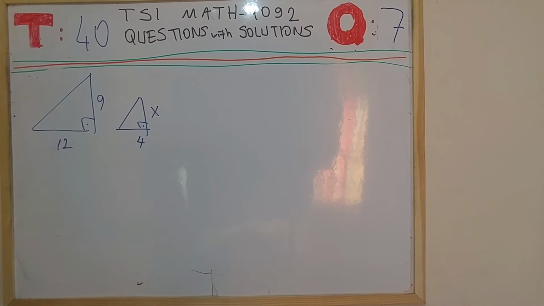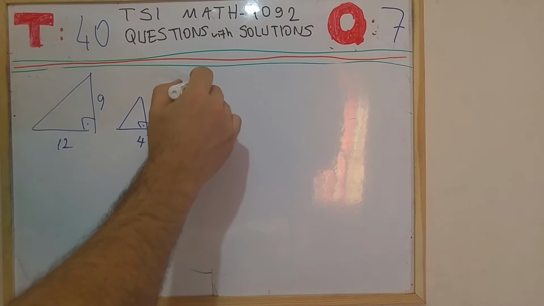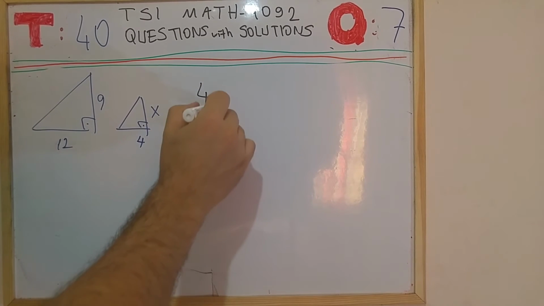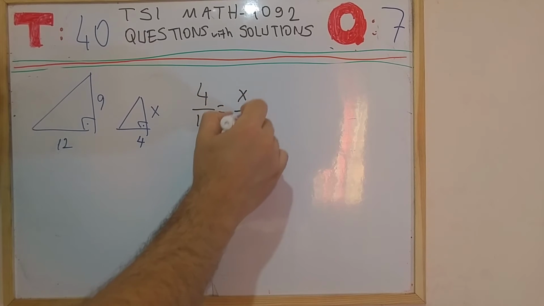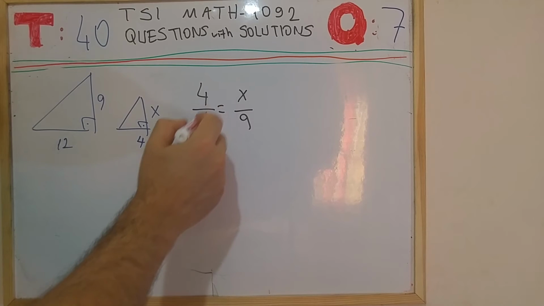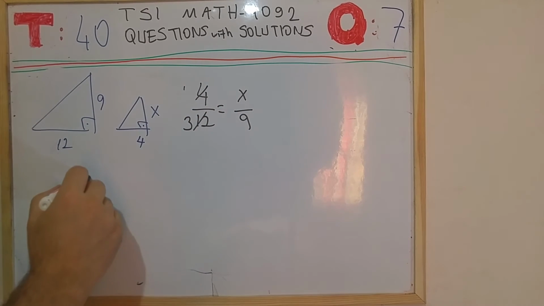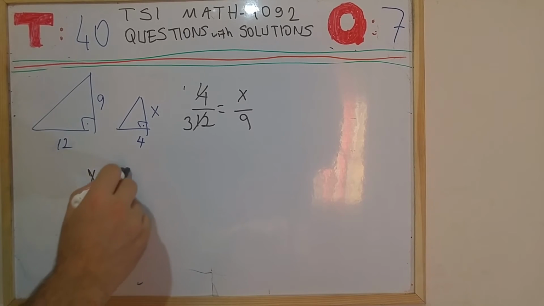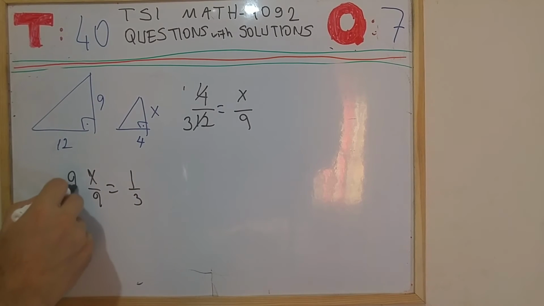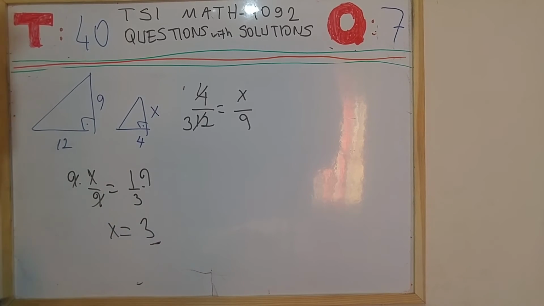These two triangles are similar, therefore the long and the short edges ratio must be equal to each other. So let's say 4 to 12 is equal to x to 9, which means that when I simplify it, this is going to be 4, this is going to be 3, and what I have is x/9 is equal to 1/3. So when I multiply each side by 9, what I'm going to have is x is equal to 9/3, which is equal to 3.